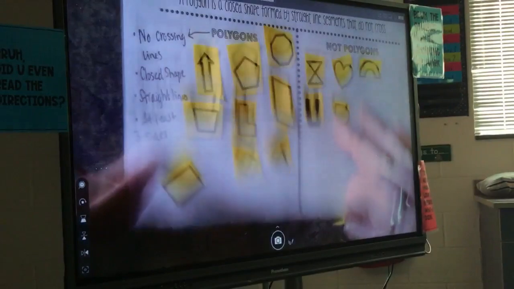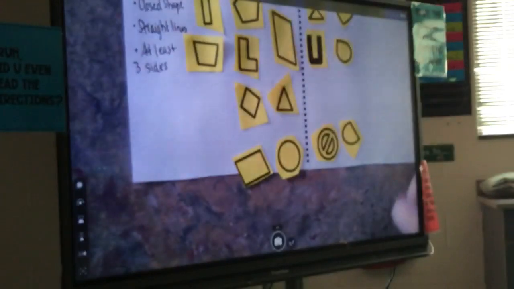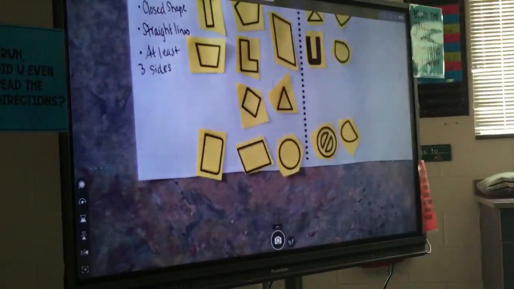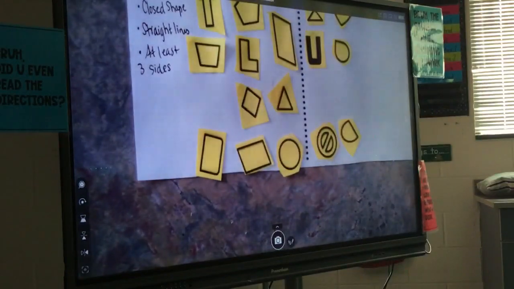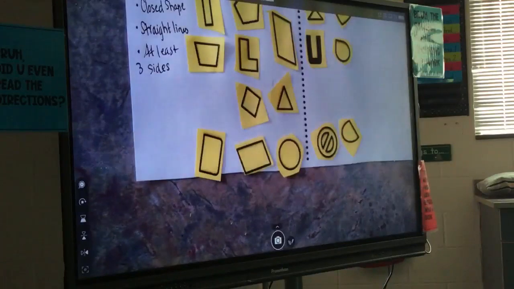All right, so we have these 5 shapes left. Are any of those polygons, the 5 shapes on the bottom that I just put up there? Are any of them polygons? Yes. All right, raise your hand, tell me which one. Which one?